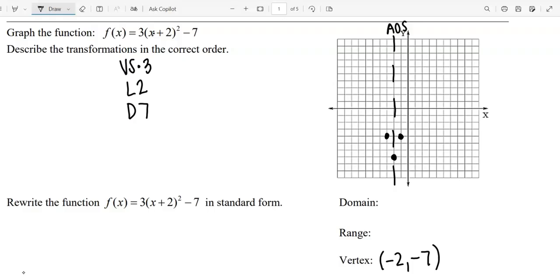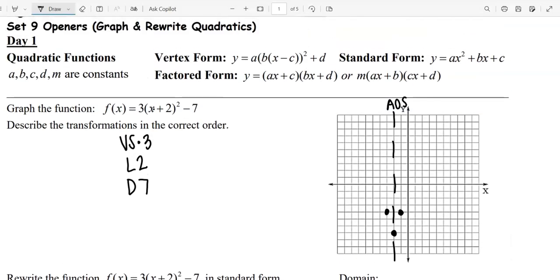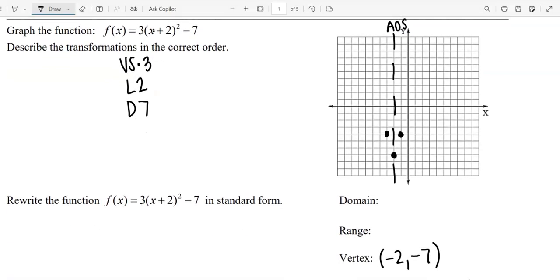The parent function. X squared. 0, 0, 1, 1, 2, 4. That's a good question. And so remember, this is a parent function. And so if you think about y equals x squared, that has a vertex at 0, 0. Next point is 1, 1. Next point is 2, 4. Those are the points that I'm transforming.